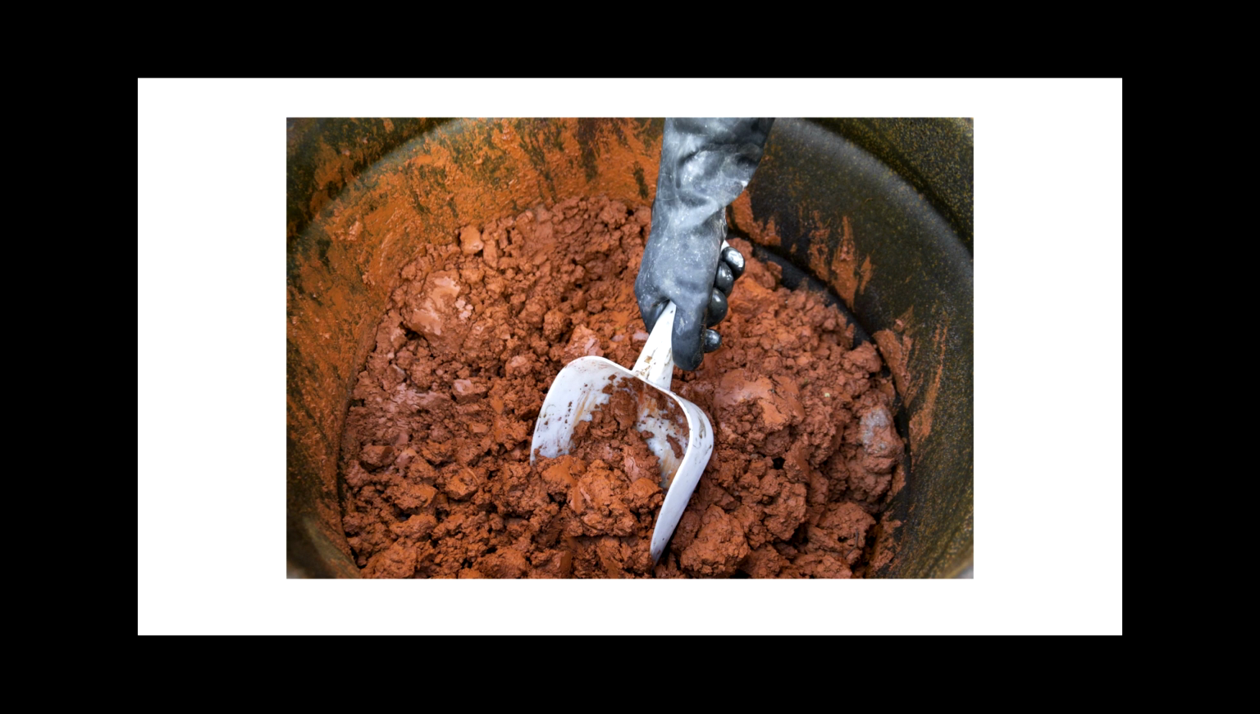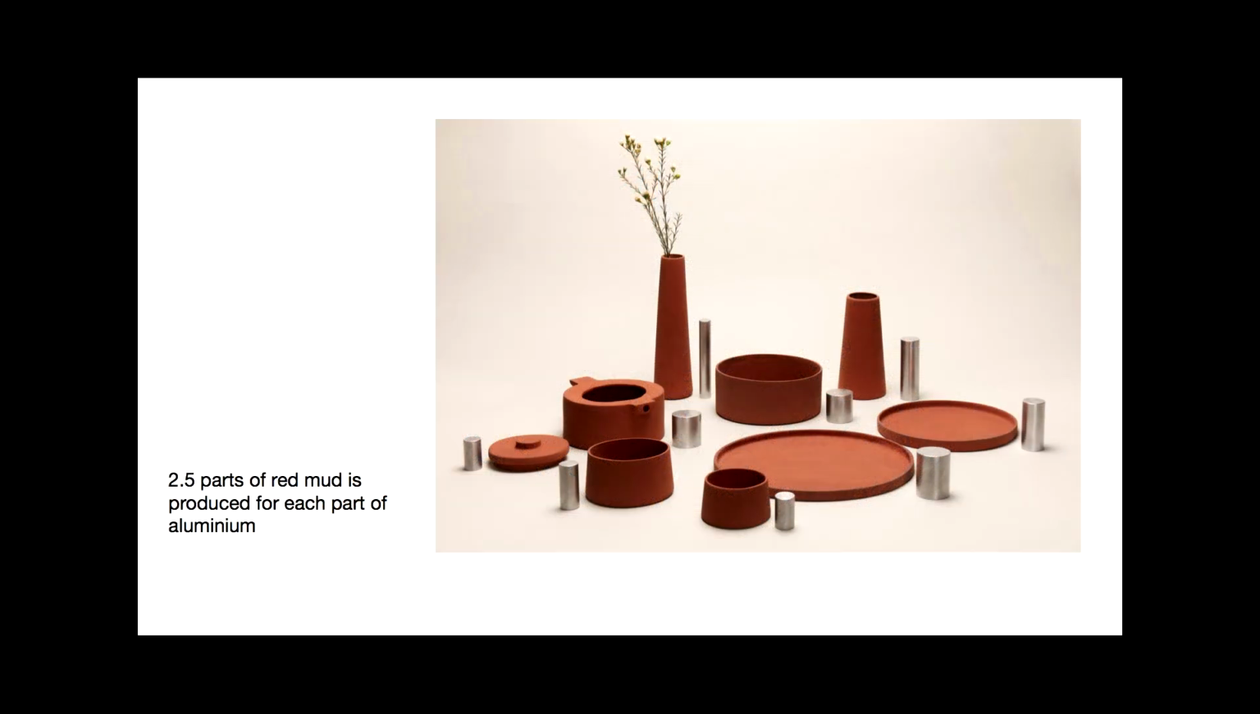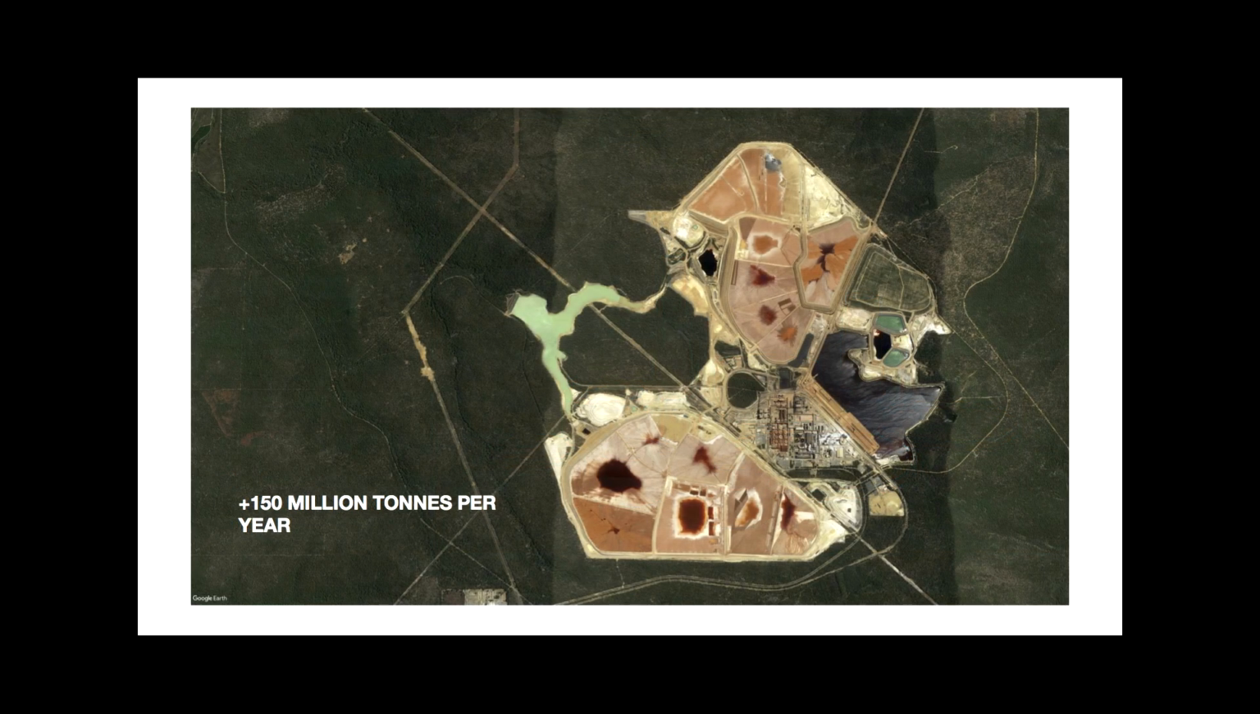It's very caustic. It's very messy. It stains absolutely everything. We even did some tests with a pigment company, and you can actually use it as a pigment in plastics and inks, but it's also classified as hazardous, which limits its reuse. So for every part of aluminium metal you see in the world around you, you can imagine that there's 2.5 parts of red mud sitting somewhere in a waste site, which adds up to about 150 million tons per year of this stuff.